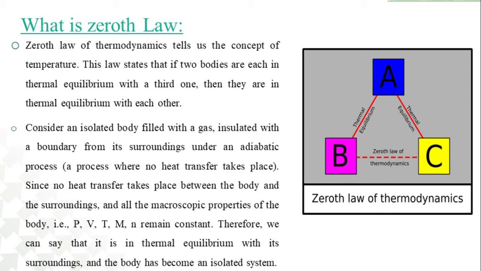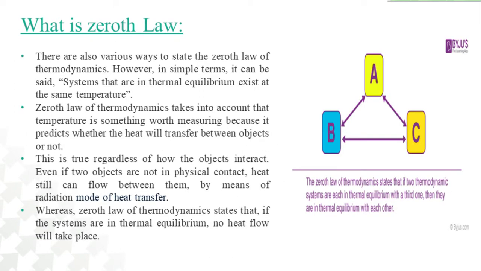Consider an isolated body filled with a gas, insulated with a boundary from its surroundings under an adiabatic process, a process where no heat transfer takes place. Since no heat transfer takes place between the body and the surroundings, all the macroscopic properties of the body, that is, pressure, volume, temperature, and mass, remain constant. Therefore, we can say that it is in thermal equilibrium with its surroundings, and the body has become an isolated system. There are also various ways to state the Zeroth law of thermodynamics.